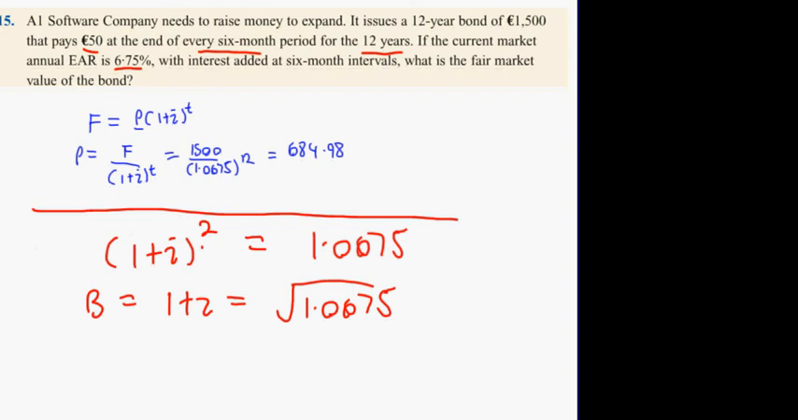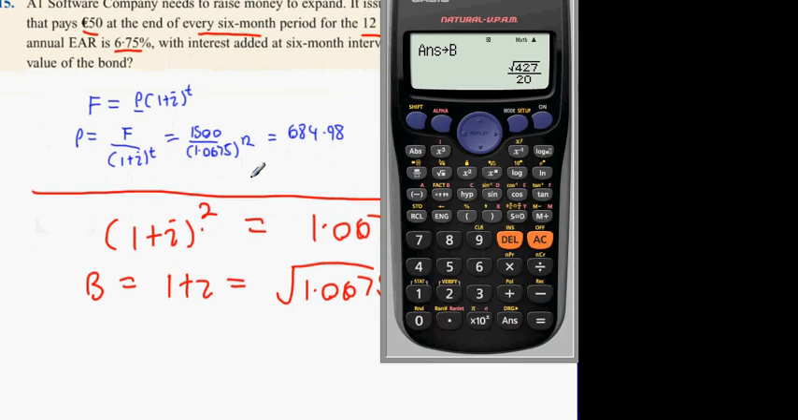Now, our b value: square root of 1.0675, shift, store as B. Okay, there's our b value.